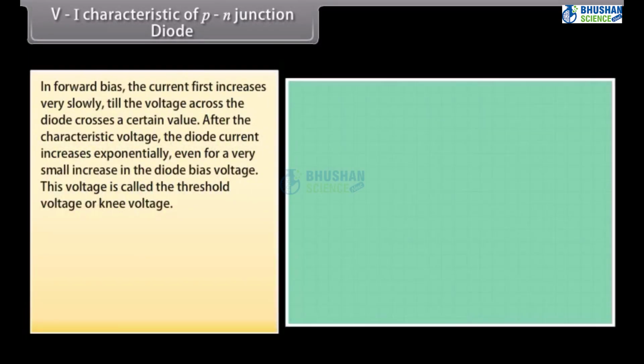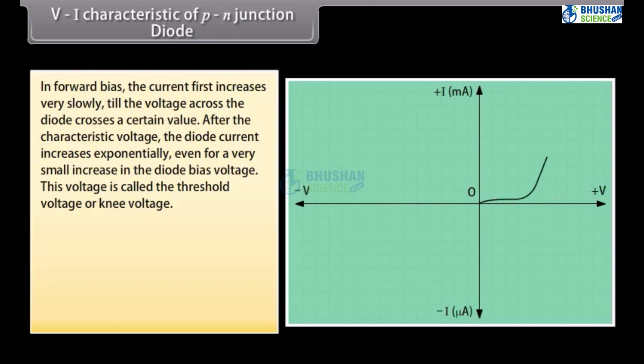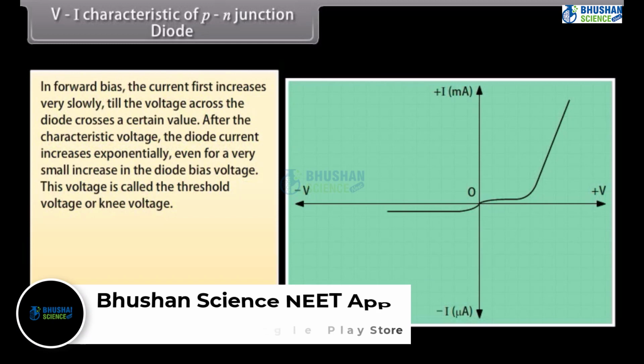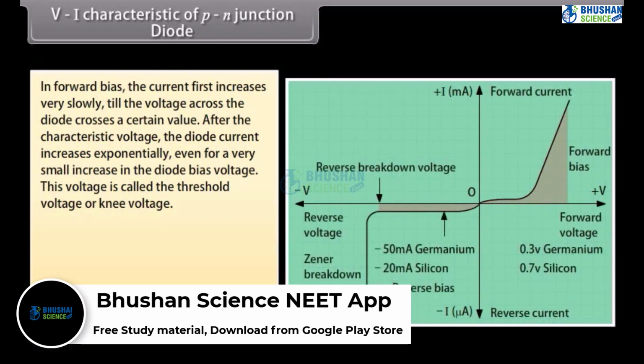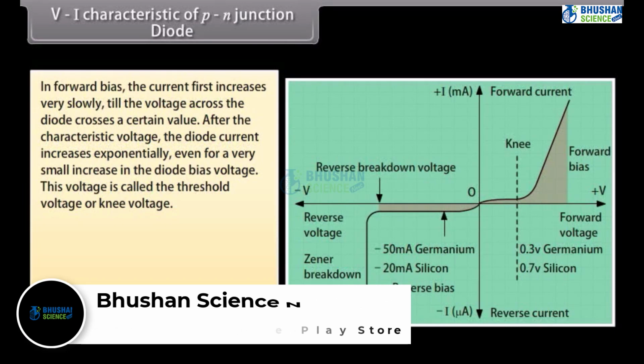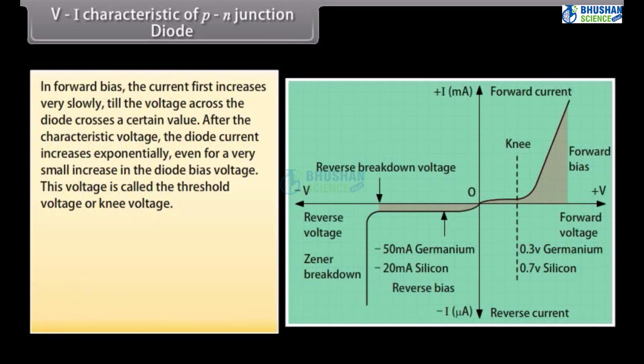IV characteristic of PN junction diode. In forward bias, the current first increases very slowly till the voltage across the diode crosses a certain value. After the characteristic voltage, the diode current increases exponentially, even for a very small increase in the diode bias voltage. This voltage is called the threshold voltage or knee voltage.